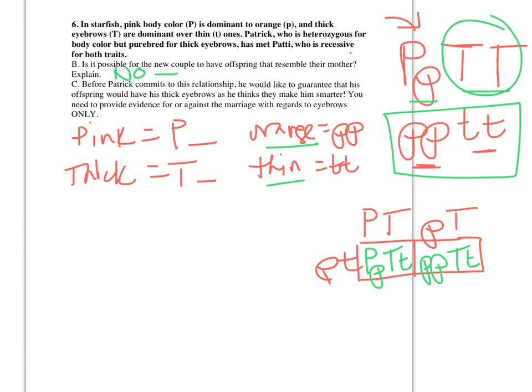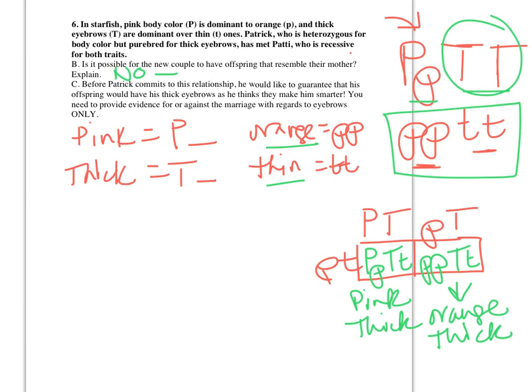So if you look at the phenotype of the offspring, there's only two possible genotypes from their offspring, right? Without even reading the question, this baby's going to be orange, thick. And this one is going to be pink, thick. Big P, little p is pink. Big T, little t is thick eyebrows.